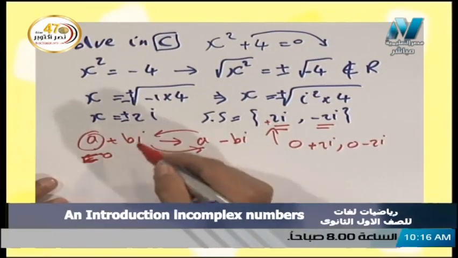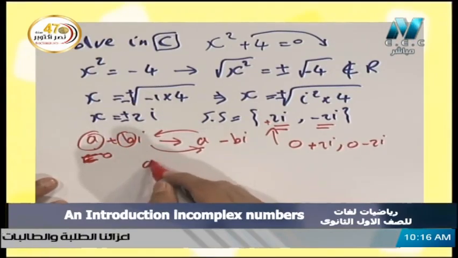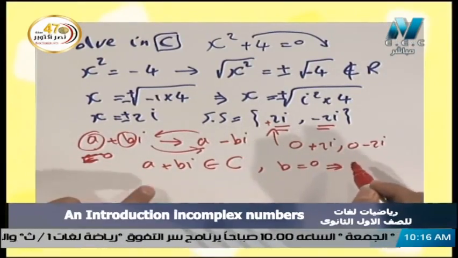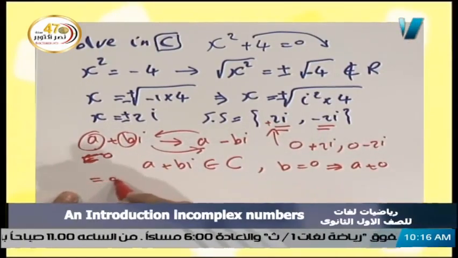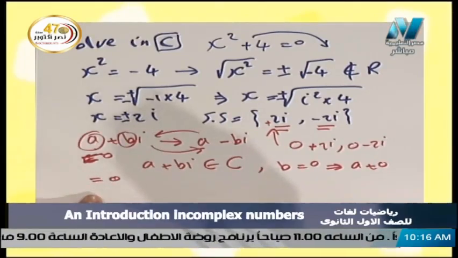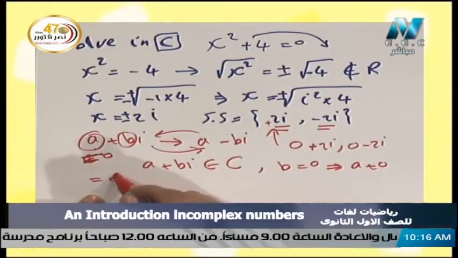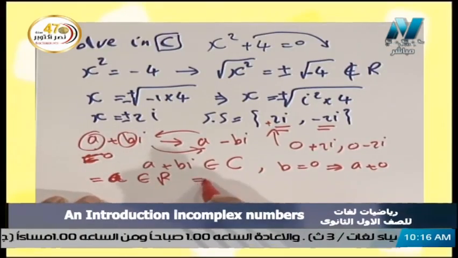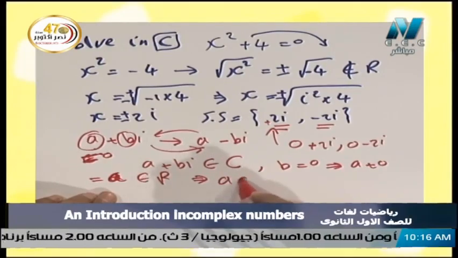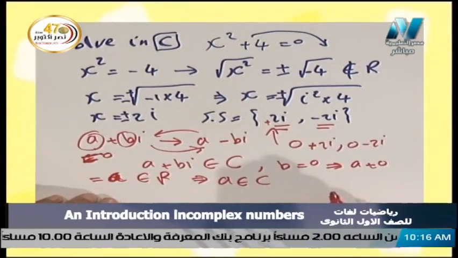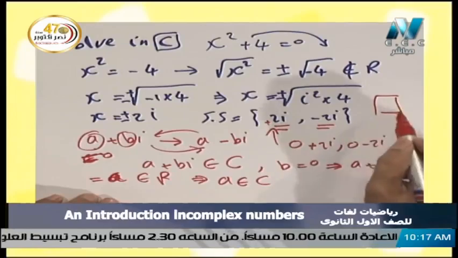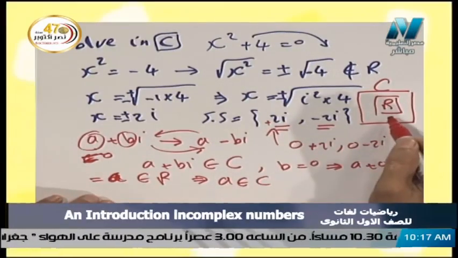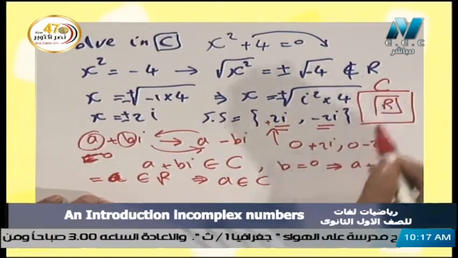Someone asked, can b also be 0? If a plus bi is a complex number and b equals 0, then it is a plus 0, so it equals a. We can say it's a real number. Someone asked, can we say that a is a complex number? Yes, a also belongs to the complex numbers, because at the end the real number set is a subset of the complex number set. So any real number, we can say it belongs to the complex numbers.